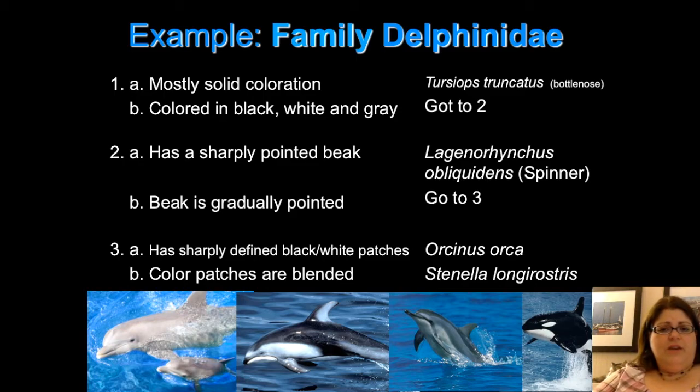If we go on and try to figure out what the name of this guy is, then we can go back to step 1. And step 1 is, is it colored black, white, and gray? Yes. So we go to step 2. This guy has a pointed beak, so we go on to step 3. And if we look and see if it's got sharply defined black and white patches, it doesn't. It has the gray and blended. So that would be Sagmatias obliquidens, the Pacific white-sided dolphin.